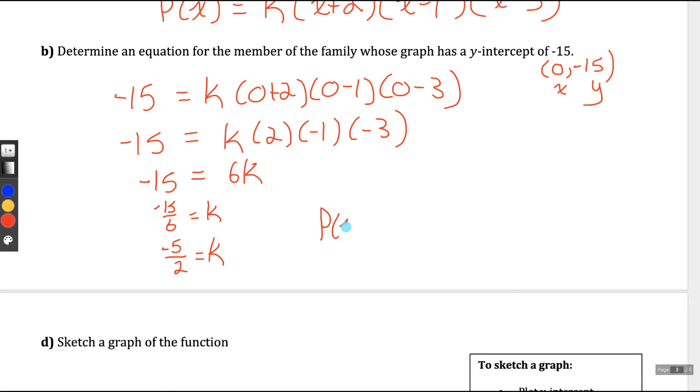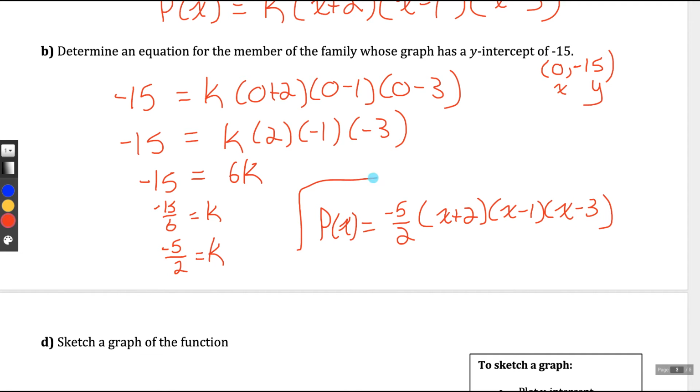So my final equation for the member of the family that passes through that y-intercept is p at x equals -5 over 2 times x plus 2 times x minus 1 times x minus 3. There's my final answer.